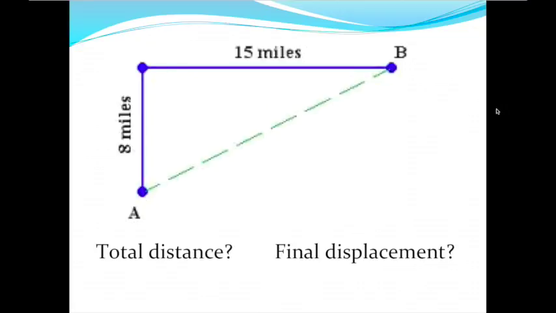So if we do a squared plus b squared equals c squared, and we plug in 8 miles and 15 miles for our a and b, we get 8 miles squared plus 15 miles squared, which is 64 plus 225. We add those together, we square root that from the c squared. We come out that our final displacement is in fact 17 miles.